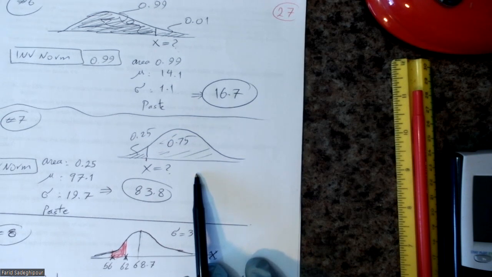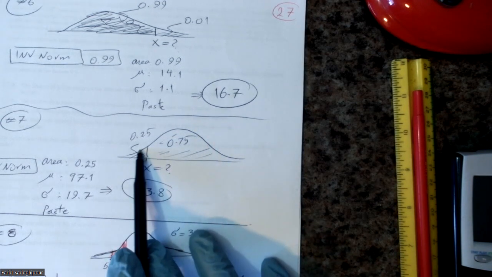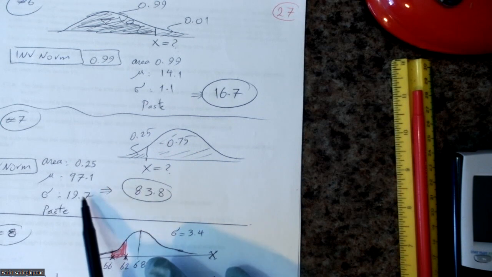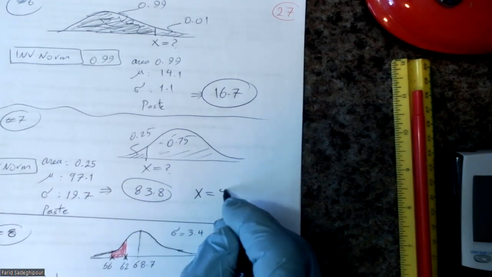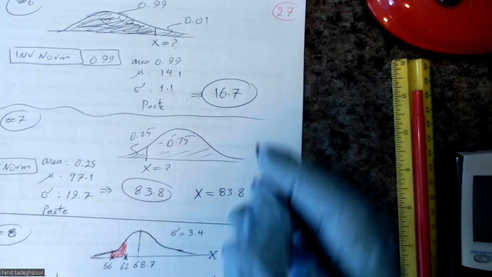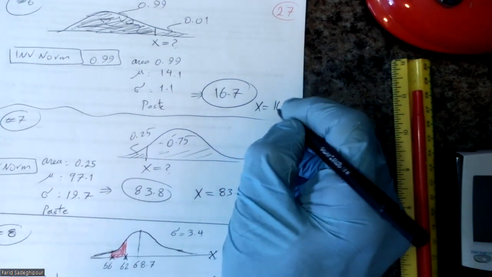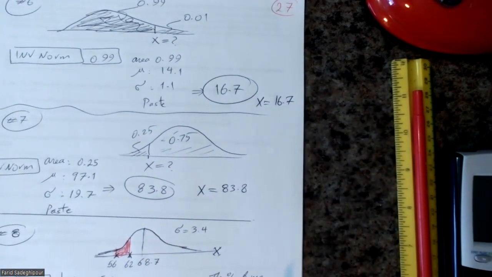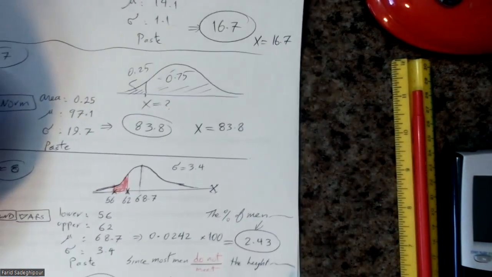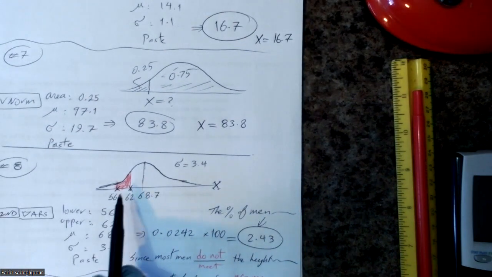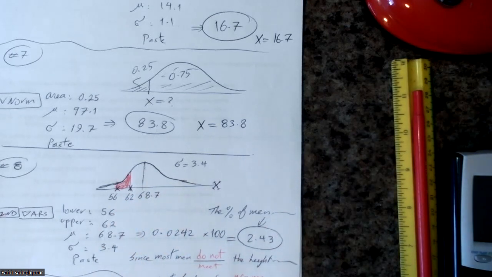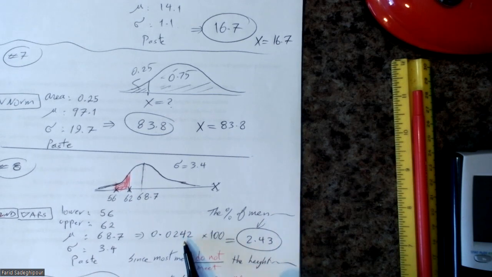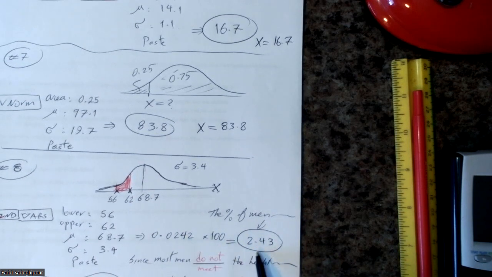Same thing here. Area given is 0.25. Mean and standard deviation are given. That gives you the value of x. Number 8, we want to calculate this red area. Each end is given. So that would be 0.0243, or if multiplied by 100, is 2.43%.